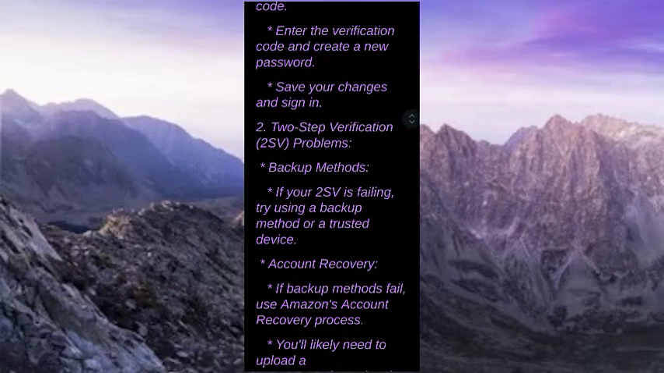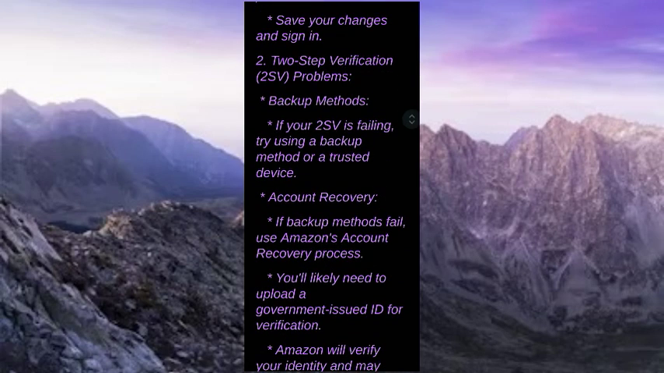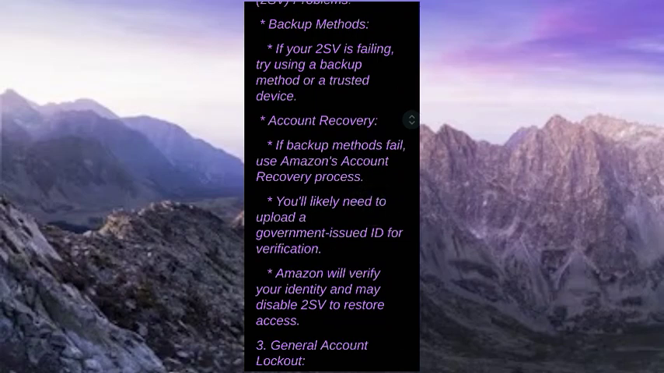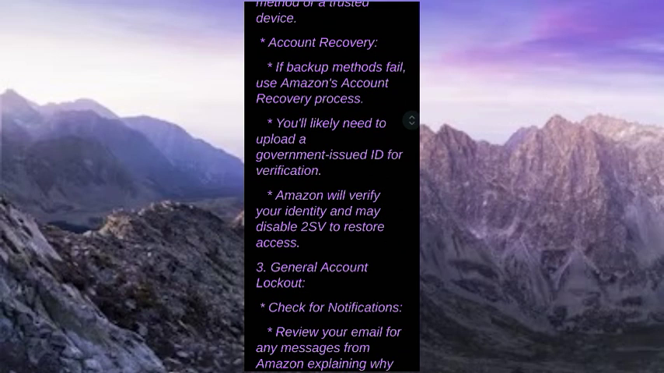The second method is two-step verification problems. That's the second problem. So how do you solve this? Backup method. If your 2SV, that's two-step verification, is failing, try using a backup method or a trusted device. If backup methods fail, use Amazon's account recovery process. You will likely need to upload a government-issued ID for verification. Amazon will verify your identity and may disable 2SV to restore access.